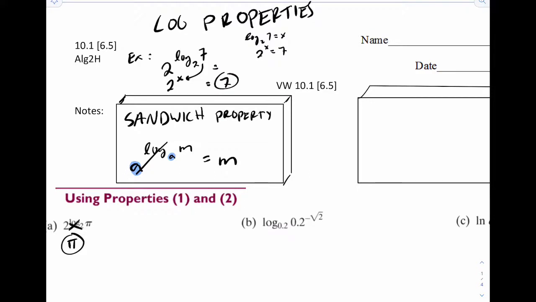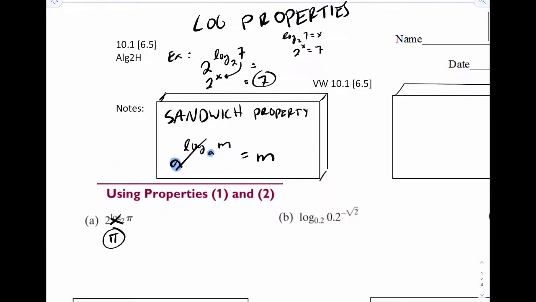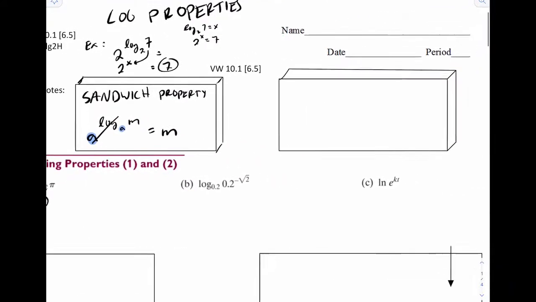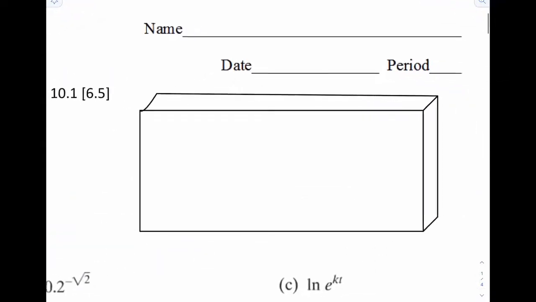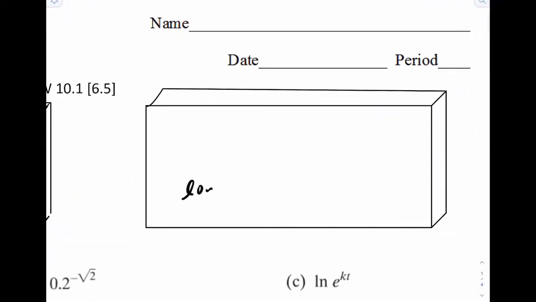If you're still kind of stuck on this, we can talk about it in class further, but for now, just mechanically know that when they match, you cross them out, you're left with the same value. The second property, this is kind of a cool one. Log base A b to the x, that's equal to x log base A b.